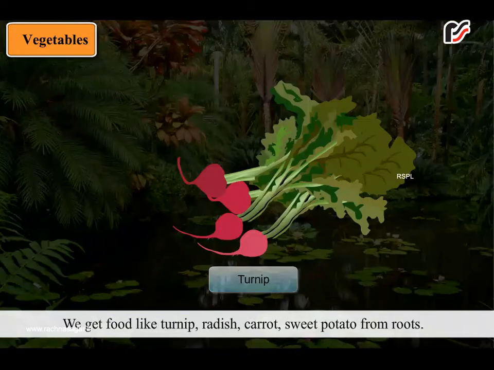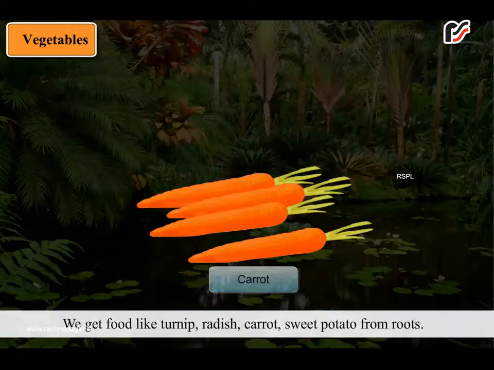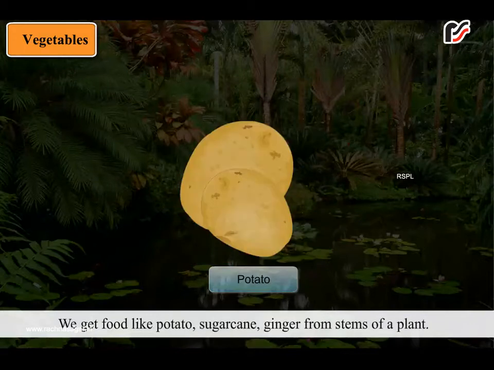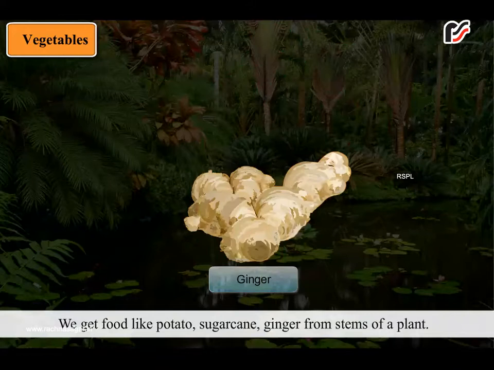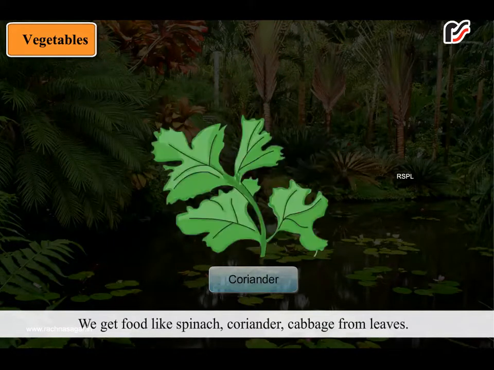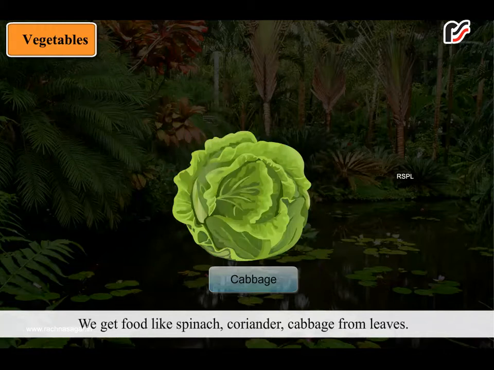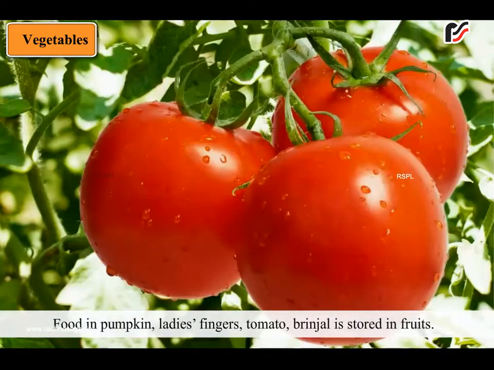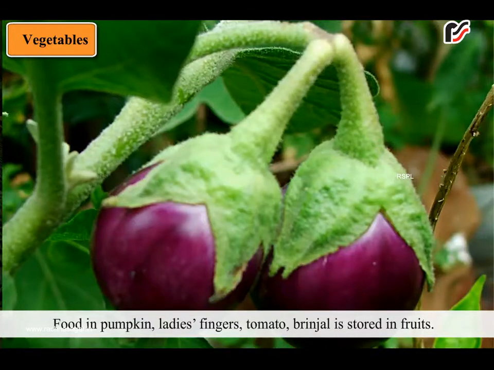We get food like turnip, radish, carrot, sweet potato from roots. We get food like potato, sugarcane, ginger from stems of a plant. We get food like spinach, coriander, cabbage from leaves. Food in pumpkin, lady's fingers, tomato, brinjal is stored in fruits.